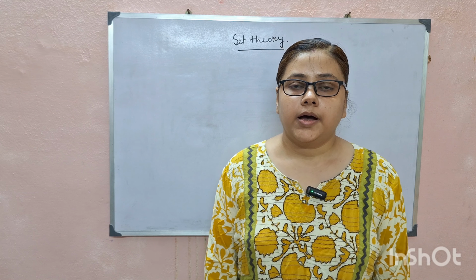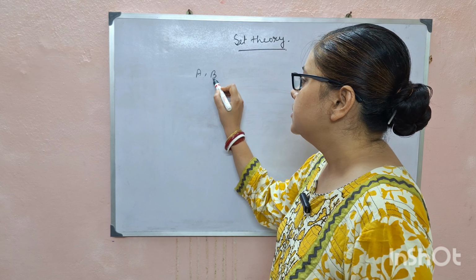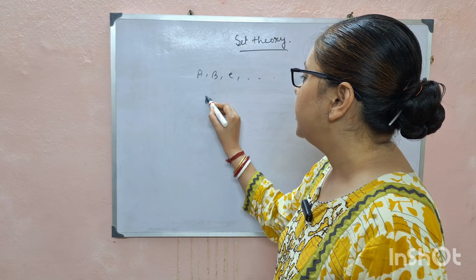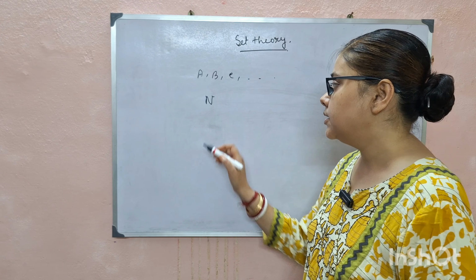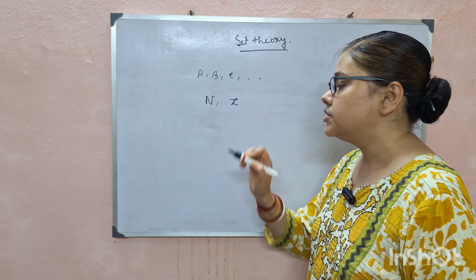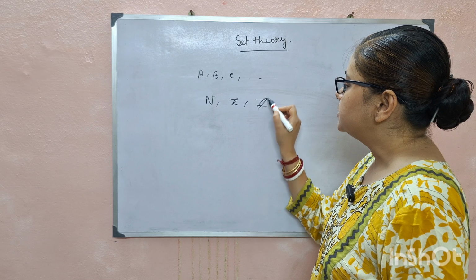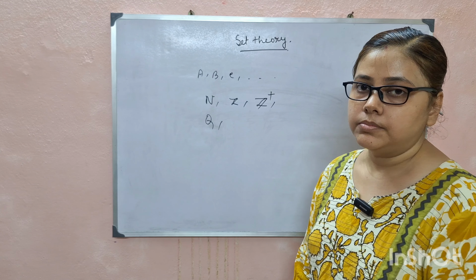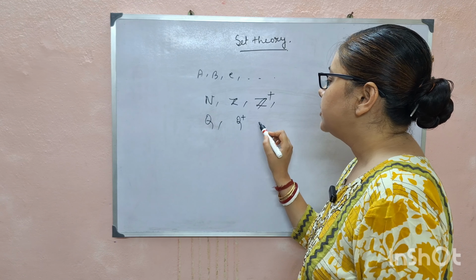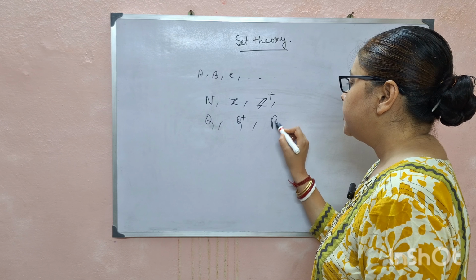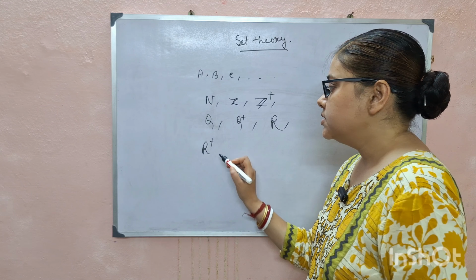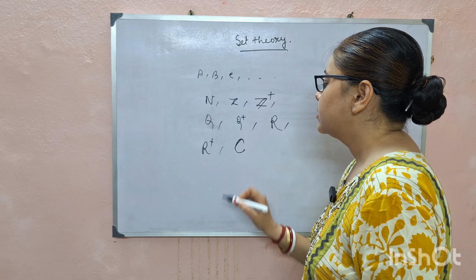Sets are usually denoted by capital letters like A, B, C, etc. But there are some standard notations for some sets of numbers. Capital N is used for the set of natural numbers. Capital Z is used for the set of integers, but capital Z plus is used for the set of positive integers. Capital Q is used for the set of rational numbers. Capital Q plus is used for the set of positive rational numbers. Capital R is used for real numbers. Capital R plus is used for positive real numbers, and capital C is used for complex numbers.